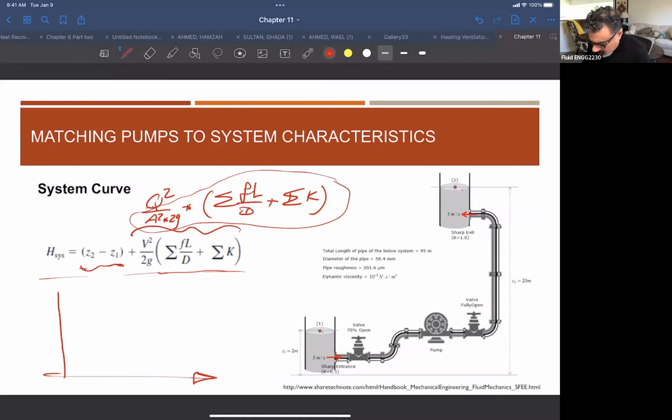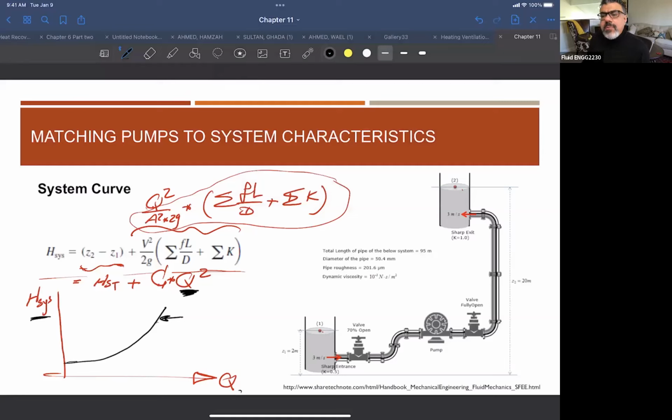So you can actually draw this relationship here. This is H of the system, and this is Q. It looks like H static total, as I said, plus K, or a constant, times Q squared. So this whole equation will be converted into something like this, because it's a second degree equation, because of this Q squared. So H system versus Q will be a curve like that.